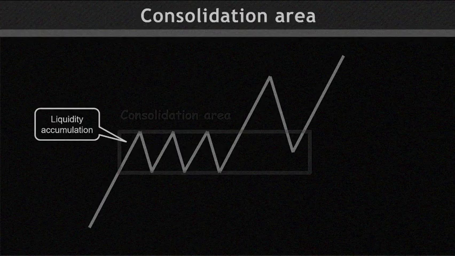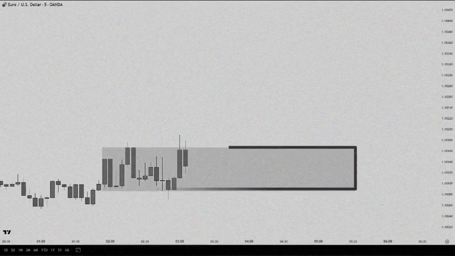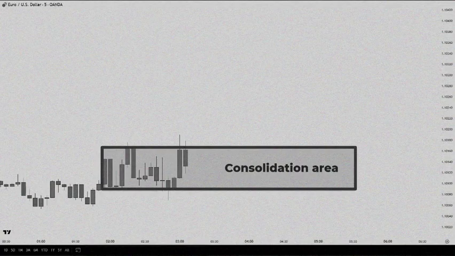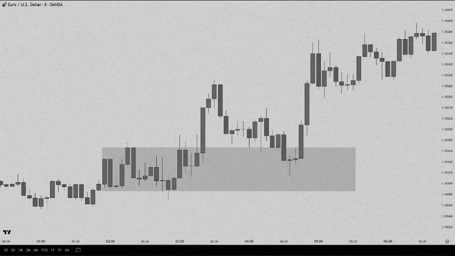However, we still need to have some imbalance before considering this area a valid supply and demand. For example, here, the price was consolidating in the Asian session before the London liquidity entered the market. So, this consolidation area becomes a perfect demand zone for long opportunities. Our stop will be protected below this zone, and we can set multiple targets.